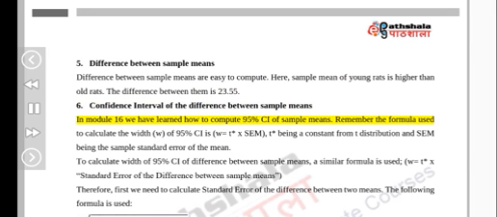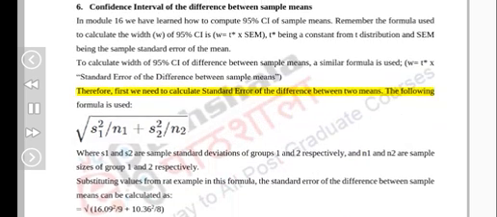In Module 16 we have learned how to compute 95% CI of sample means. Remember the formula used to calculate the width W of 95% CI is W equals T x SEM, T being a constant from T distribution and SEM being the sample standard error of the mean. To calculate width of 95% CI of difference between sample means, a similar formula is used, W equals T x standard error of the difference between sample means. Therefore, first we need to calculate standard error of the difference between two means.